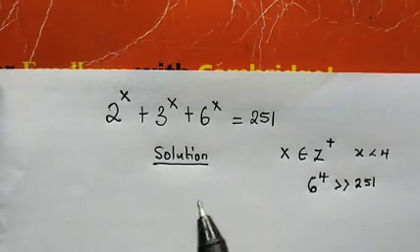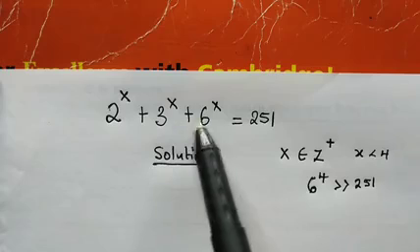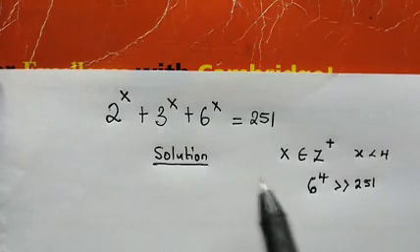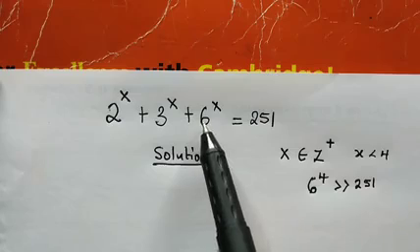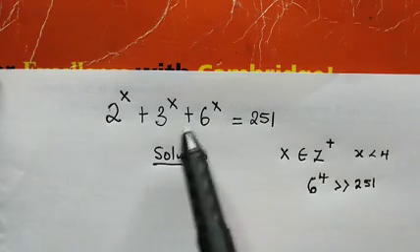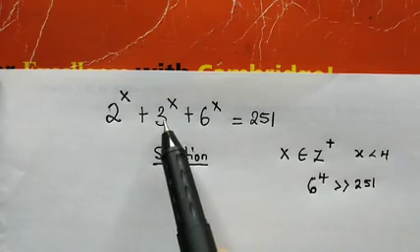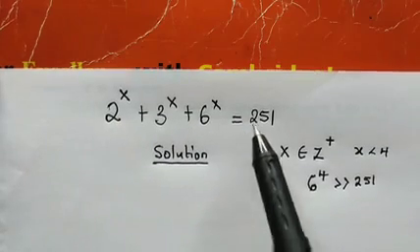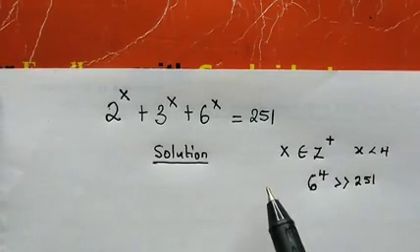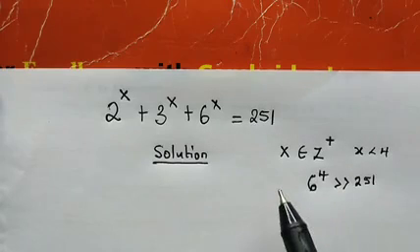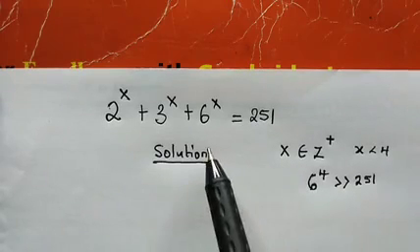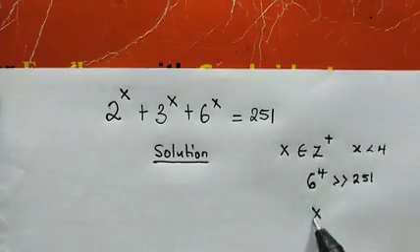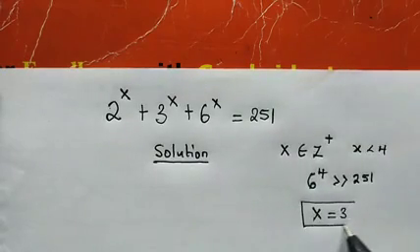Now think about when x is equal to 1, so we get 2 plus 3 plus 6, and that is 11, which is not equal to 251. When x is equal to 2, we get 6 to the power of 2, which is 36, plus 9, which is 45, then plus 4, which is 49, which is not equal to 251. When x is equal to 3, that is when we have our solution. So we can see that x is equal to 3 is our right answer.